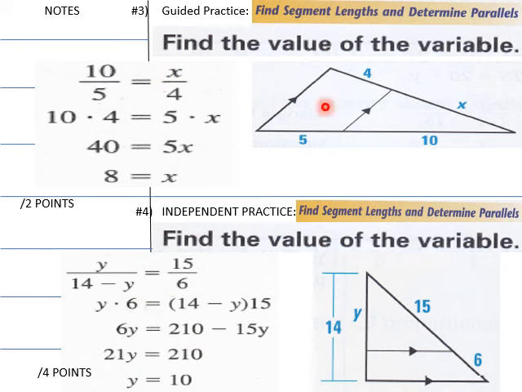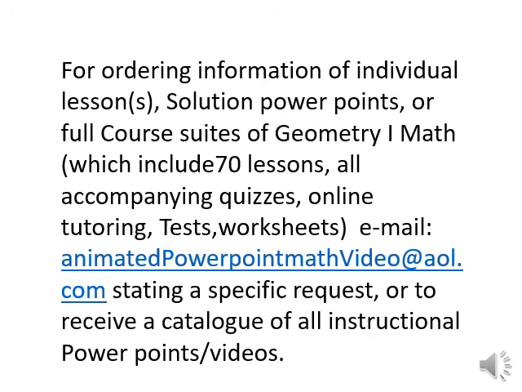And then up here we do the same thing. 10 over 5 equals x over 4. We solve for x. We get 8 equals x. Right? Okay, everybody, that was 7.5 of Geometry 1 Math, Part 1.